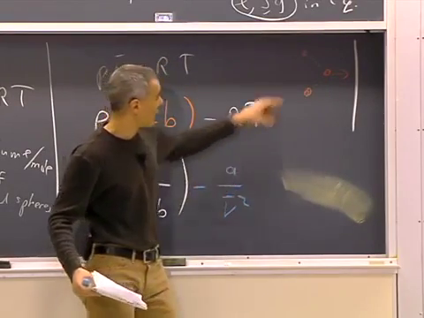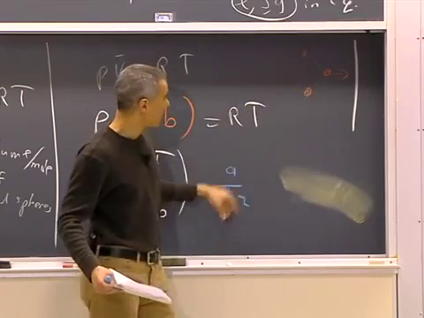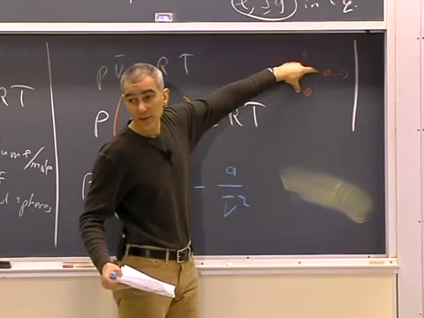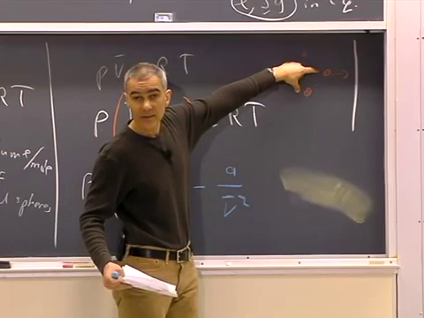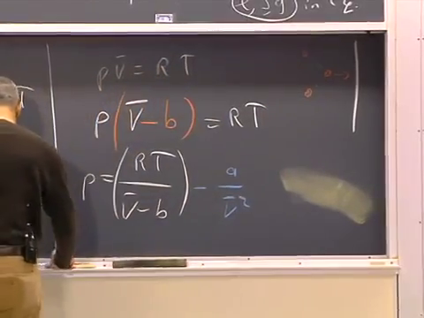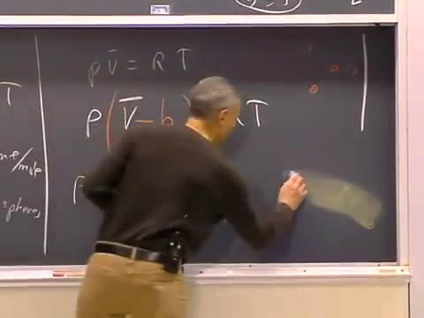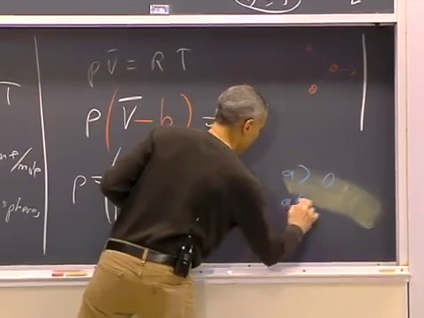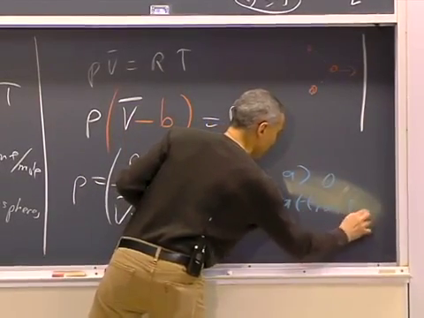So A is the strength of the interaction. V bar is how likely they are to be close to each other. And that's going to affect the actual pressure seen by the gas. Okay. And A is greater than 0 when you have attraction.